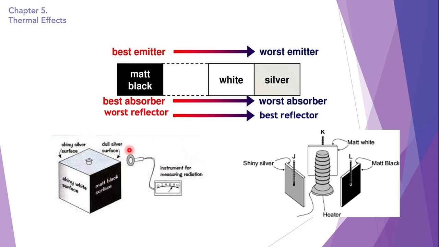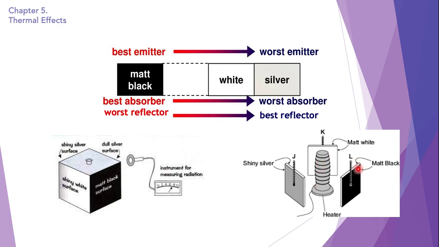So this is a really interesting experiment. Check out which is the best emitter. The best emitter is of course going to be the matte black surface, because it's matte, it's not shiny, and it's black. And the worst emitter is going to be the shiny silver surface, not the dull silver surface, because shiny objects reflect most of the light, most of the thermal radiation. So this was the experiment we used to compare emitters. Now we're going to look at the experiment we do to compare absorbers.